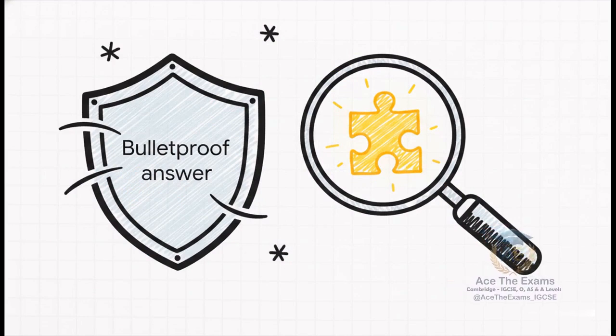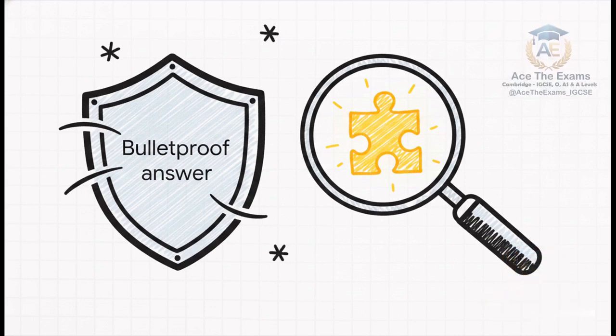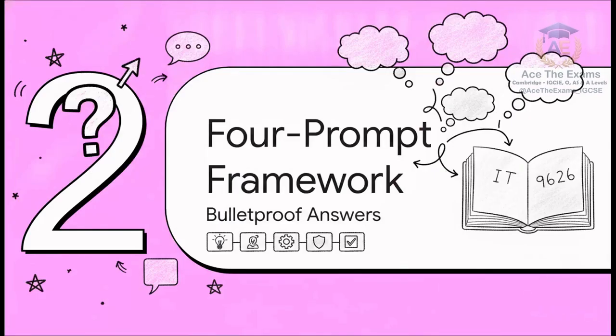In just a moment, I'll show you the exact examiner clue that changes your answer completely. It's a real game changer. But first, you absolutely need the framework that makes that clue obvious. Which brings us to part 2, the 4-prompt answer framework.